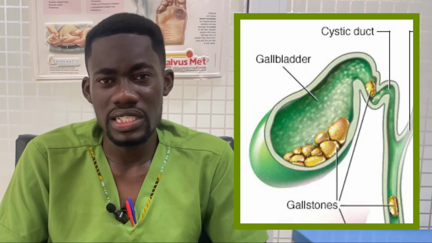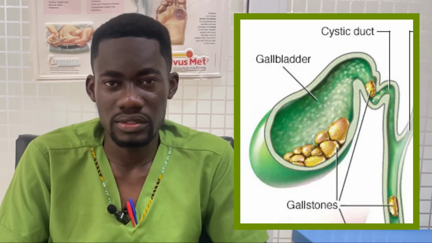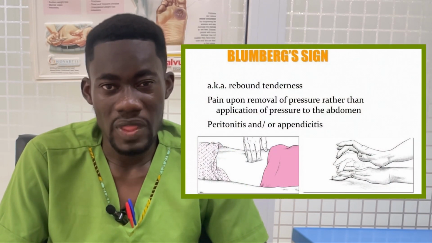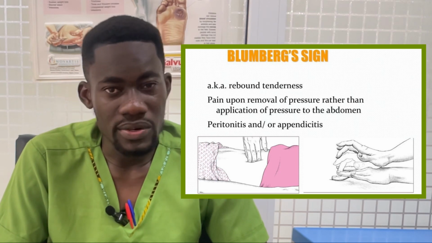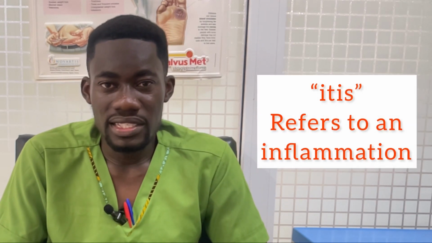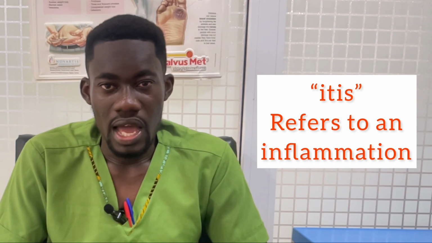Now, in such a condition, what are some of the signs that can be seen? The classical sign that can be seen in cholecystitis is what we call the Blumberg sign or the rebound tenderness. And so that makes option A irrelevant to our answer. Option B says acute appendicitis. As earlier said, itis is inflammation of something. Appendix has to do with your appendix. So appendicitis is simply what?